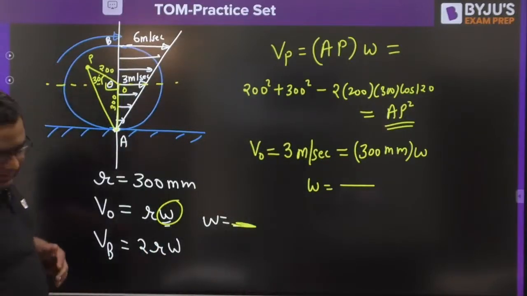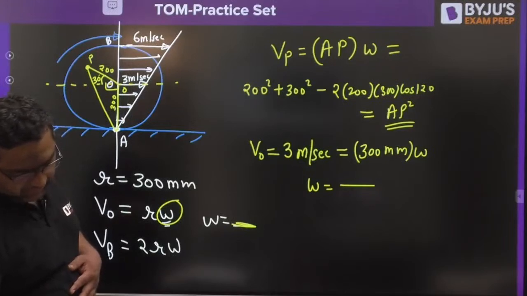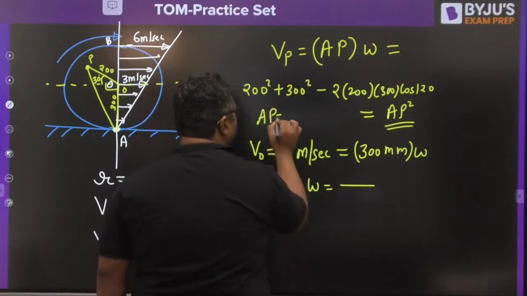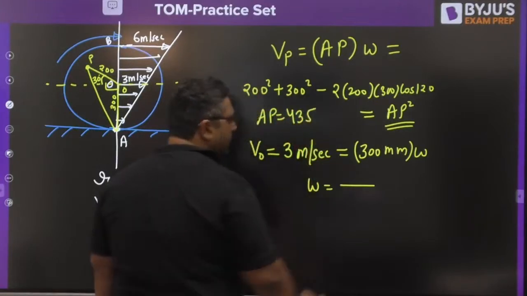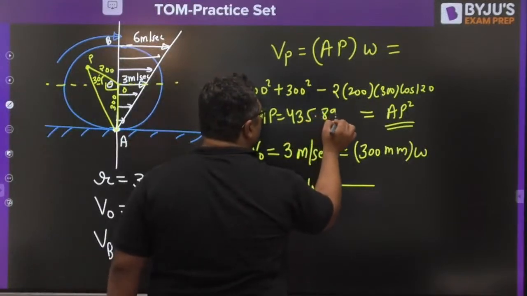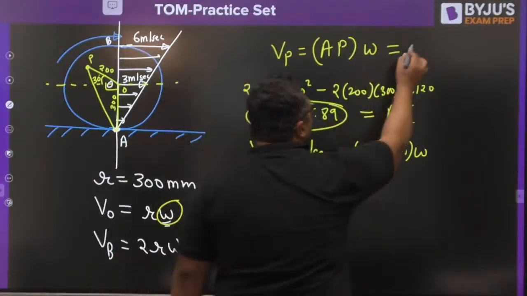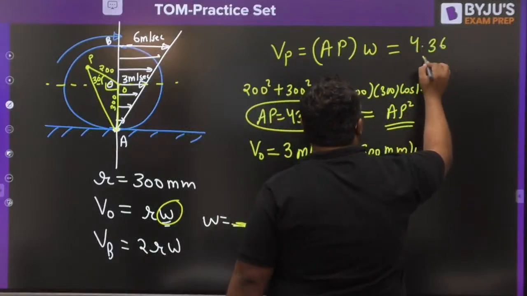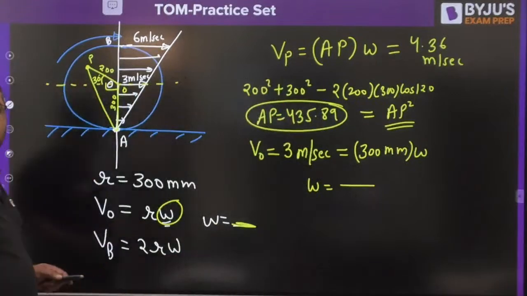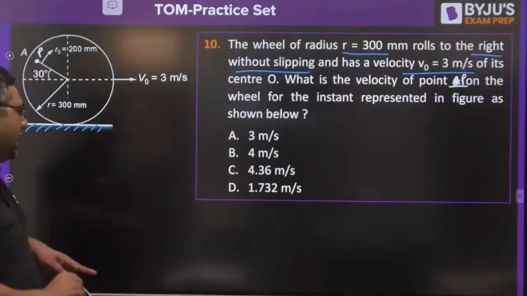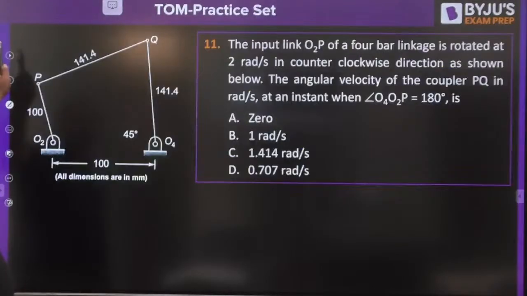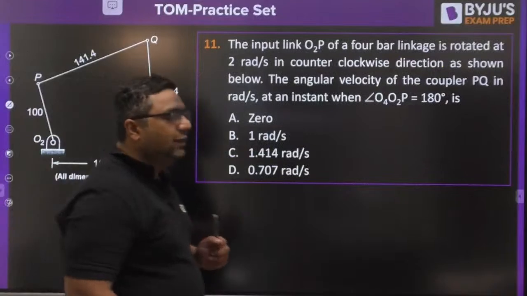Fine. So my dear, I feel you will be finding out omega and you are getting AP as 435. AP will be coming out to be 435.89. And after getting this, you will be getting 4.36 meter per second. Yes. So the answer is C. Very good, Bhavya. So Bhavya is the first one to answer this question.